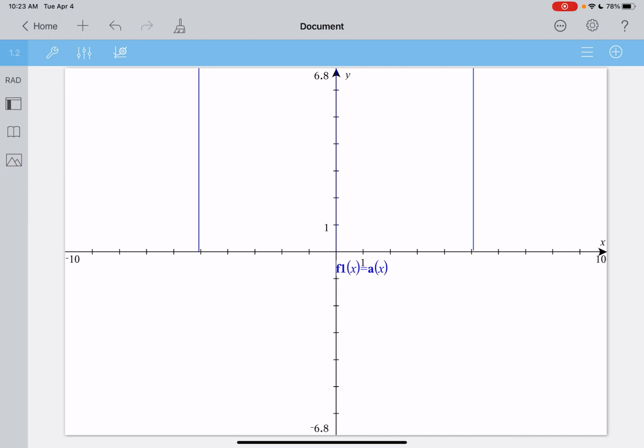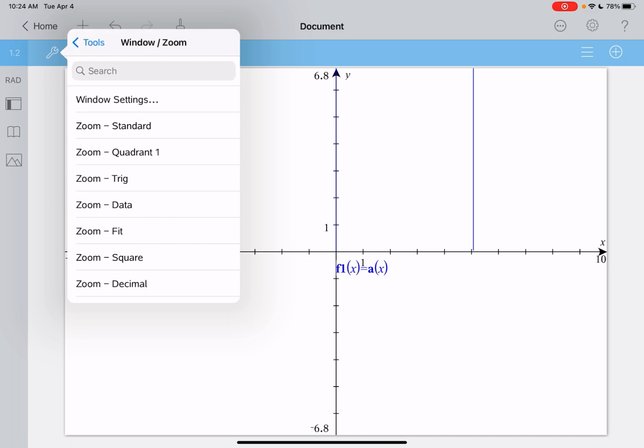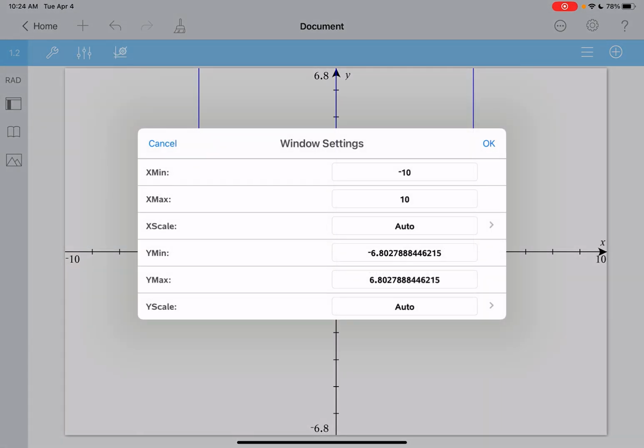Actually, I lied. We're going to do something with that right now. What we're going to do, everybody, is change our viewing window into something that's actually useful and helpful for us. So you guys are going to want to hit menu here, and then let's see here. We're going to go to window and zoom, which looks like it's maybe the fourth option down, and we're going to go to window settings. So let's think about where we're at. X minimum.